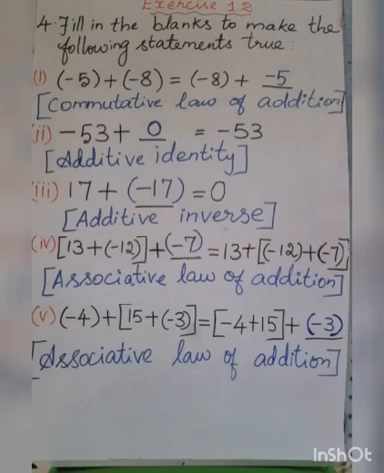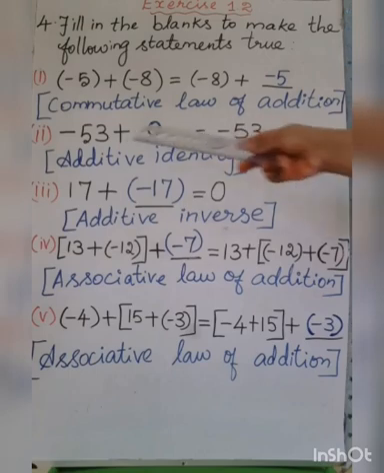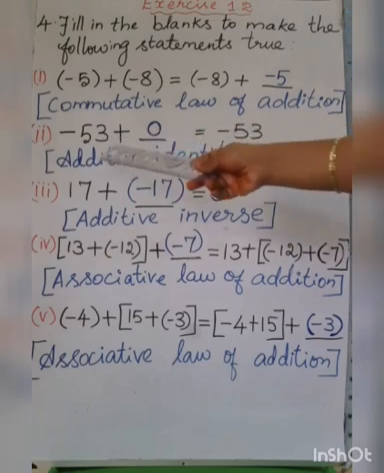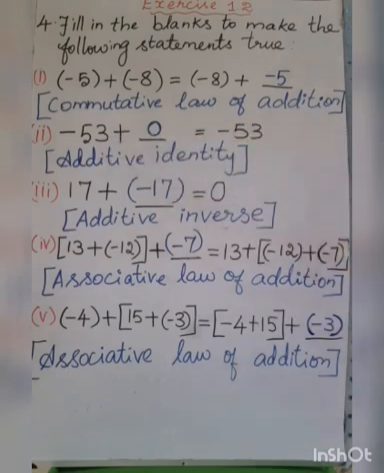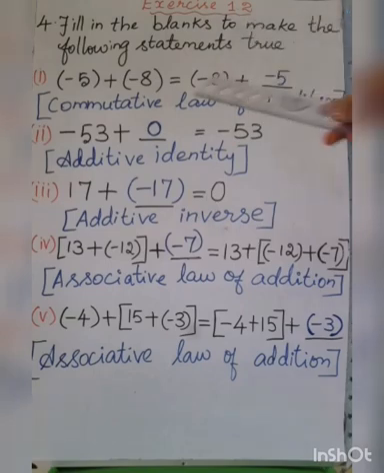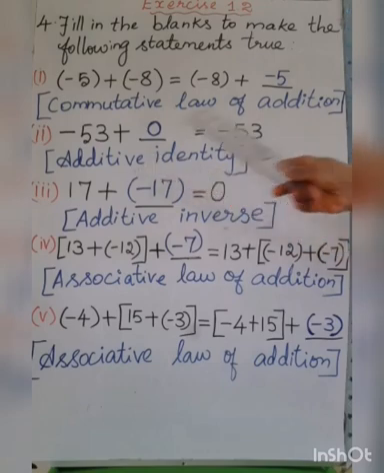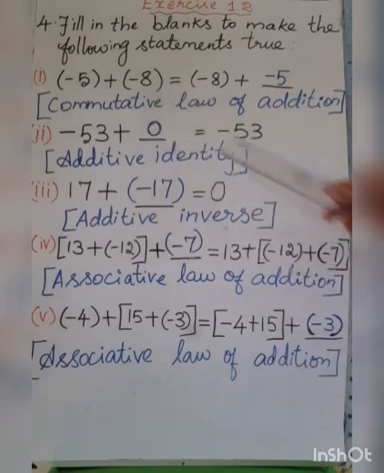The second one is minus 53 plus dash equals minus 53. Which number is to be added to minus 53? The same minus 53 is your answer when added with 0, you get the same value. What's the name of this law? Additive identity. The 0 is the additive identity in this sum.